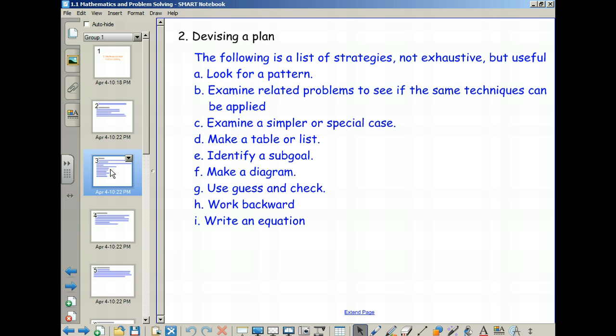Guess and check is not cheating, and it is a perfectly legitimate way to problem solve. Now, randomly guessing and checking is generally not a good idea. But educated guesses, changing your guess when it didn't work and re-guessing in a better way, that's what we mean by guess and check, not just randomly guessing and checking.